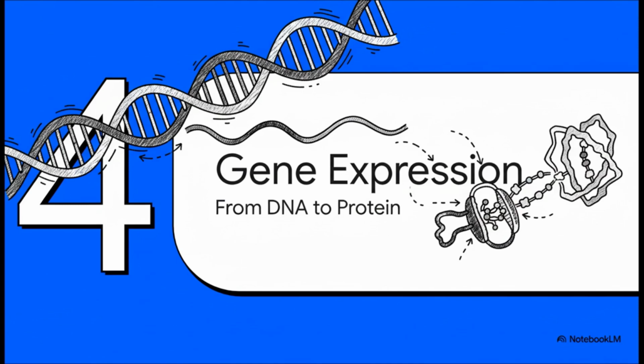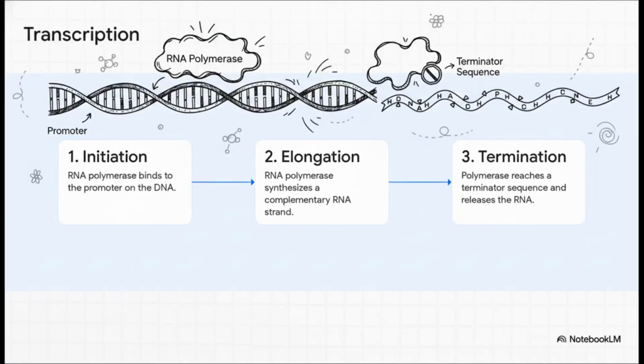Okay, so we have a stable code and we've got a way to copy it perfectly. But so what? How does the cell actually use these instructions to build things and run the show? This whole process is called gene expression, and it's basically the central dogma of biology. The first step in reading the blueprint is called transcription. This is where you make a temporary messenger copy of a gene, called messenger RNA, or mRNA. A special enzyme called RNA polymerase latches onto the DNA at a promoter site.